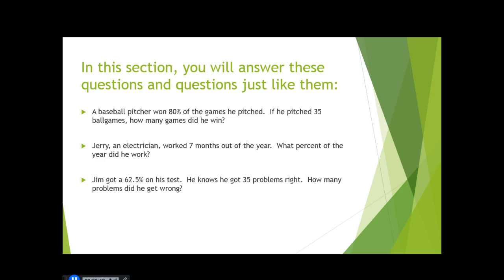Now, what you'll notice is you're going to be finding the part, the whole, and the percent in some of these problems. You need to know how to find each piece of your proportion, and your proportion being the common is over of equals percent over 100. We're going to be figuring out how to find the is, find the of, and the percent. We're going to be doing it with modeling.